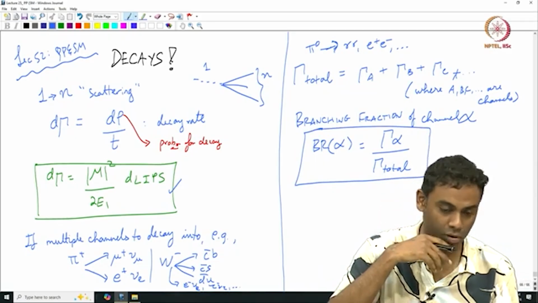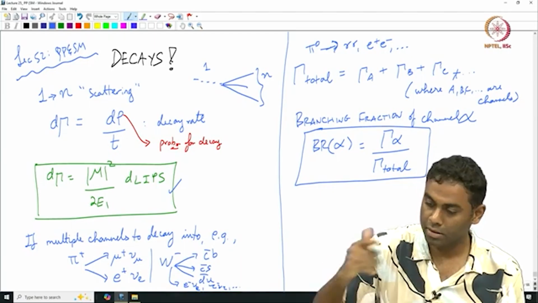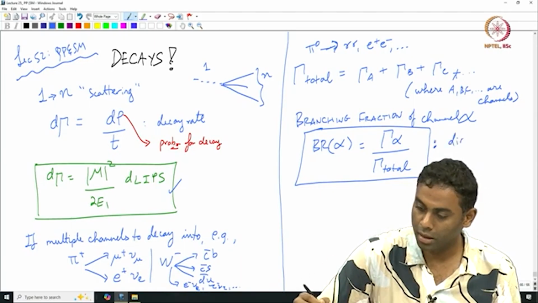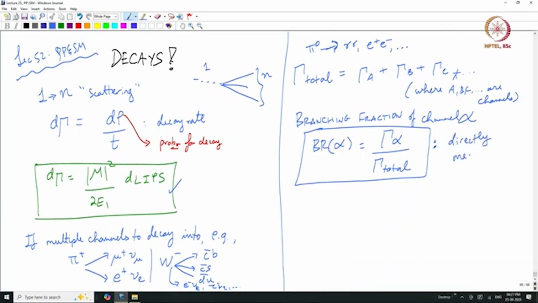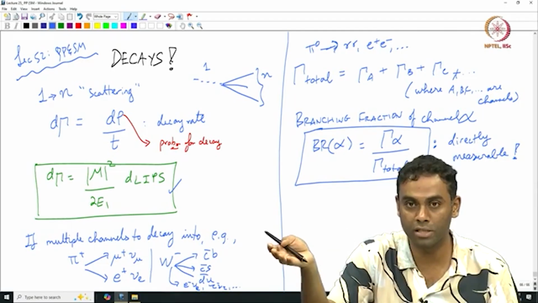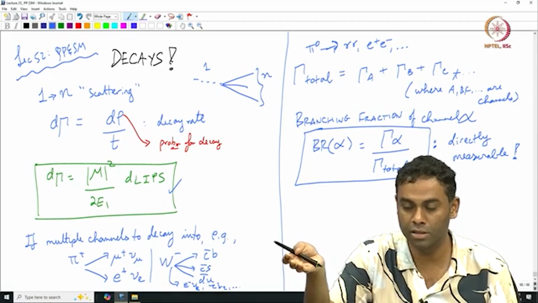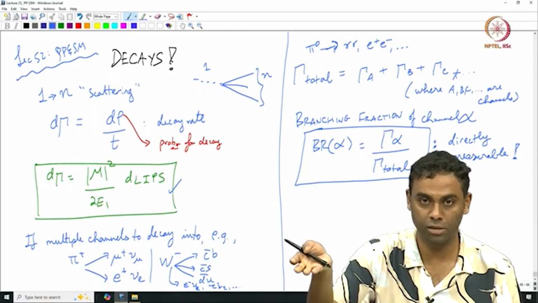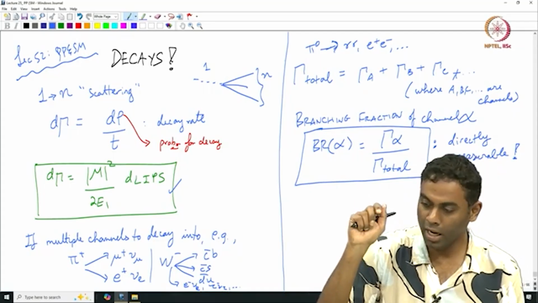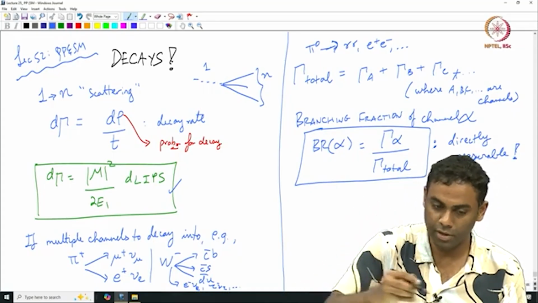So why is this weird quantity important? Because it is directly measurable. Even if I don't know the total rate of a particle, I can see, let's say, 20% of the time it goes to one final state and 80% of the time it goes to another final state. That at least I can measure, even if I don't know the actual decay rate, right? So this is a much simpler thing to measure, and also it is very important.